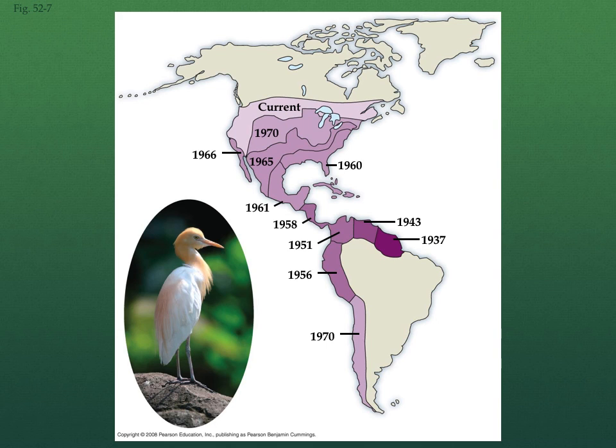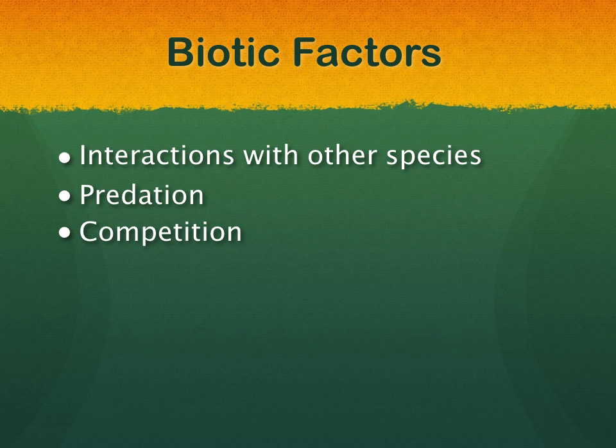So another example of dispersal and how it can change over time is here with the cattle egret. You can see that it started in the 1930s in South America, and you can watch the progression of the egret over time to its current location, which is up towards Canada. So again, I mentioned that there are biotic and abiotic factors that influence dispersion and distribution. Biotic factors are interactions with other species, specifically predation and competition.